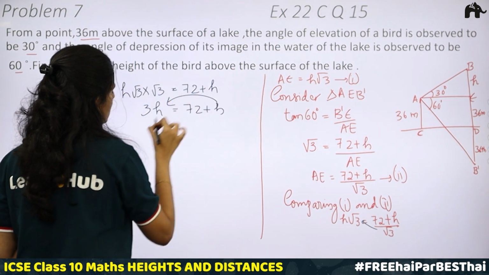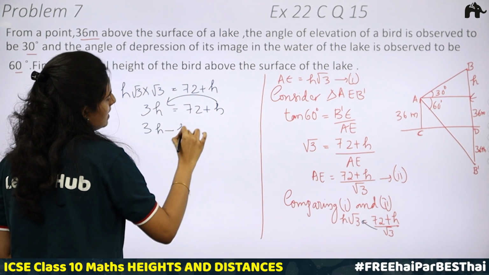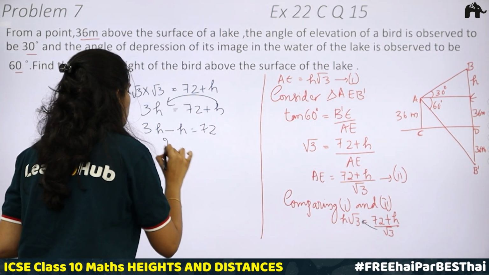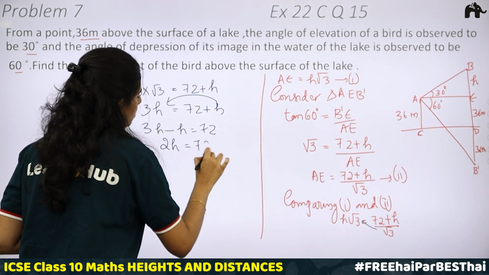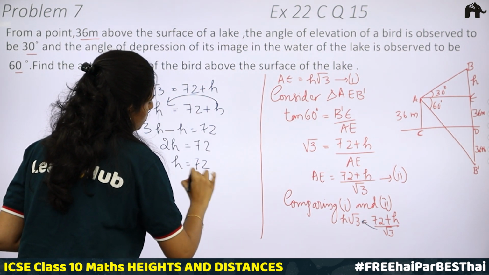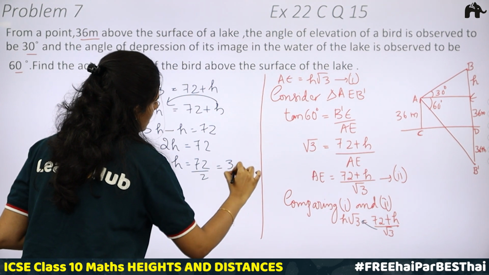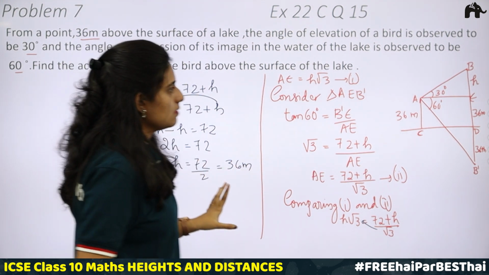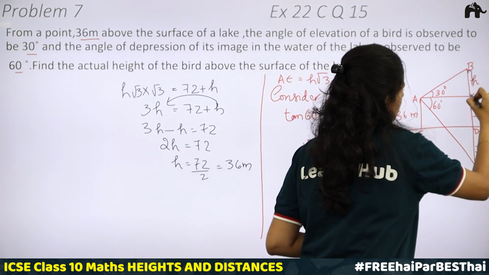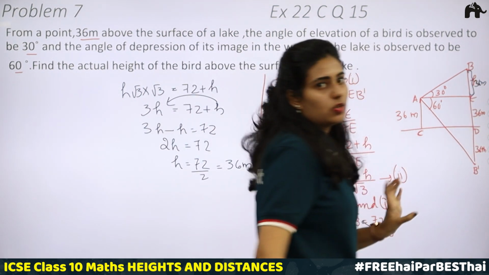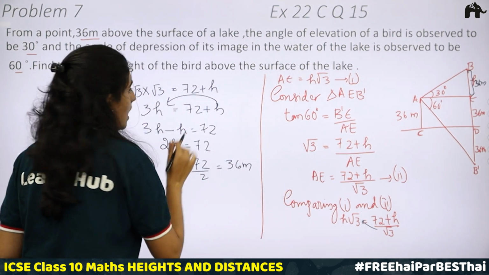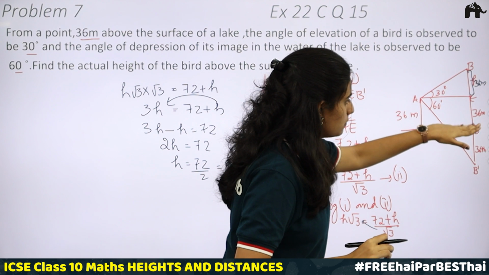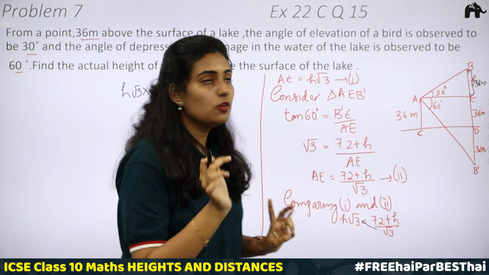Taking this H to the opposite side, 3H minus H is equal to 72. 3H minus H is equal to 2H. 2H is 72 and H will be equal to 72 by 2, that is 36. Okay, 36 meters is this height. What we have to find? We have to find the actual height of the bird from the surface of the lake. The actual height of the bird from the surface of the lake is equal to BD.